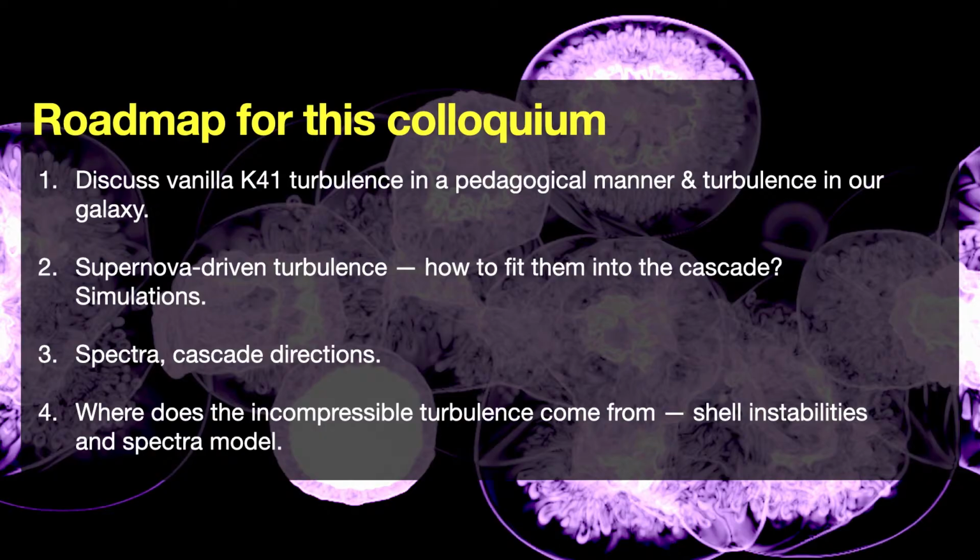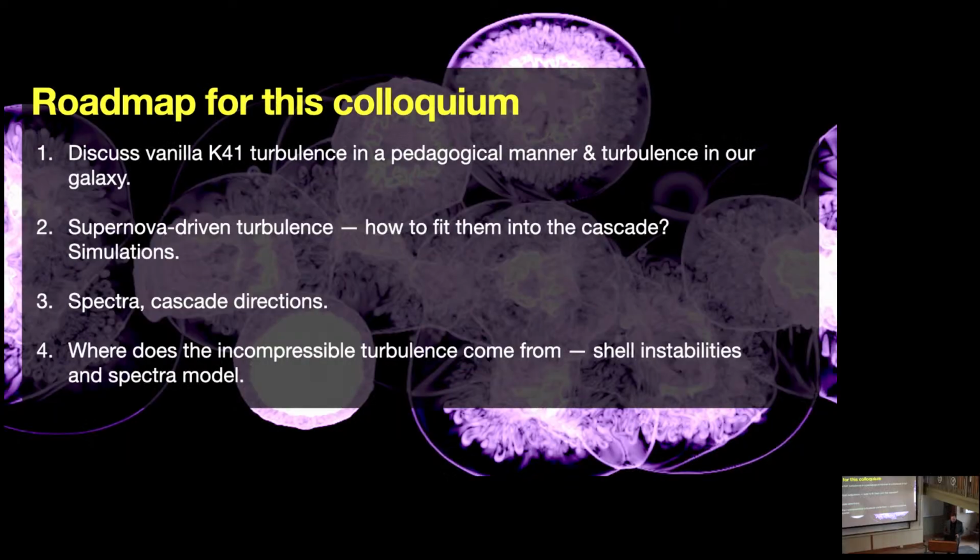So the roadmap for this colloquium: if we want to talk about Kolmogorov turbulence, I have to discuss what that actually means. So I'm going to go through, in a bit of a hand-wavy way, what Kolmogorov turbulence is, and I'm going to be a little bit pedagogical here, so you're going to see some diagrams. We're going to have to do a little bit of math, so I hope that's fine with everyone. Then I want to go into what it means to be driven by these nuclear explosions, supernova-driven turbulence, and how this might fit into something like your standard Kolmogorov cascade.